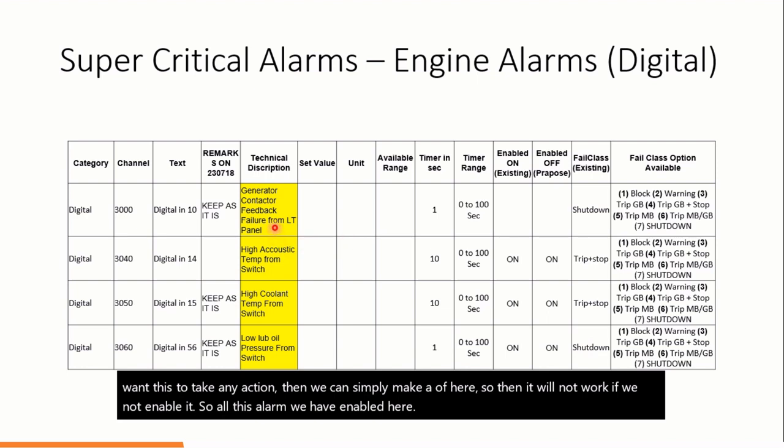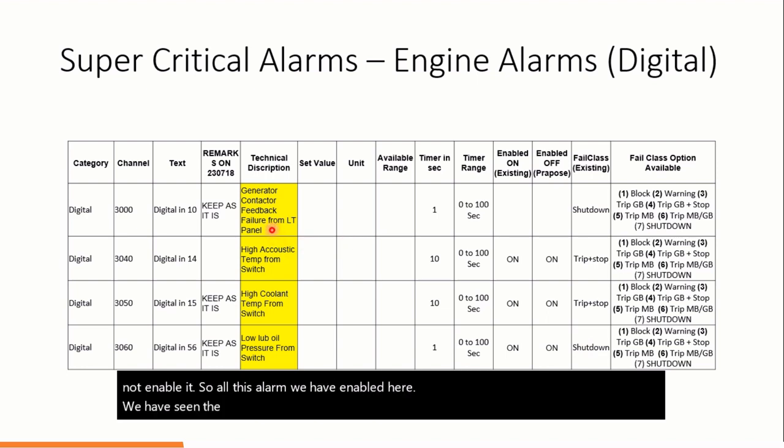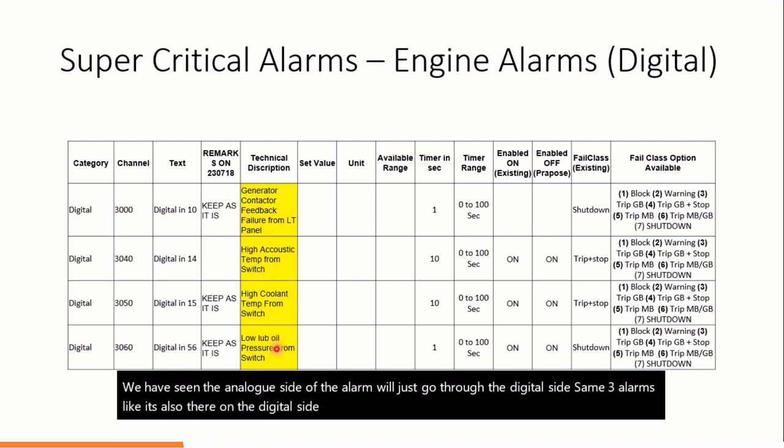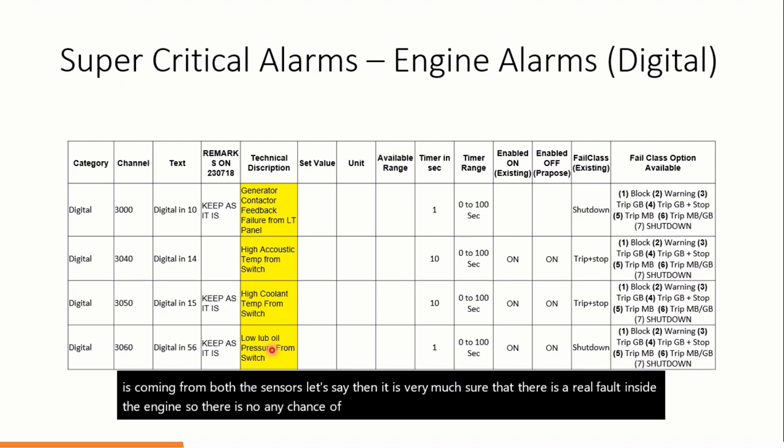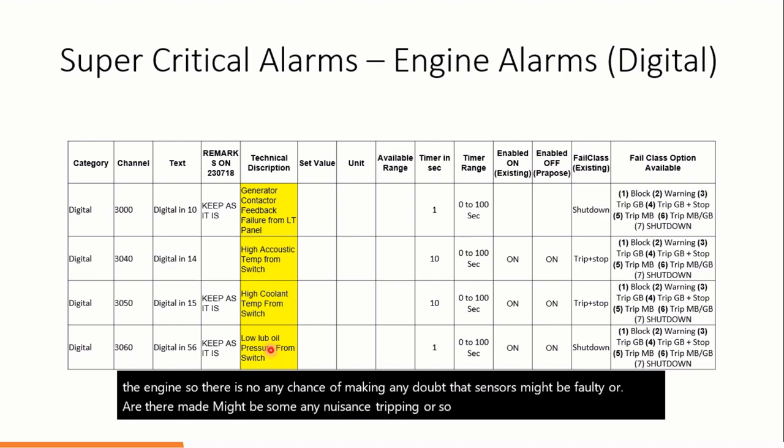Now we have seen the analog side of the alarm. Now we'll just go through the digital side. The same 3 alarms are also there on the digital side, like high coolant temperature and low lube oil pressure. So if the alarm is coming from both the sensors, then it is very much sure that there is a real fault inside the engine. So there is no chance of doubting that the sensors might be faulty, or that there might be some nuisance tripping. That is why we have put 2 different sensors for this kind of alarm.